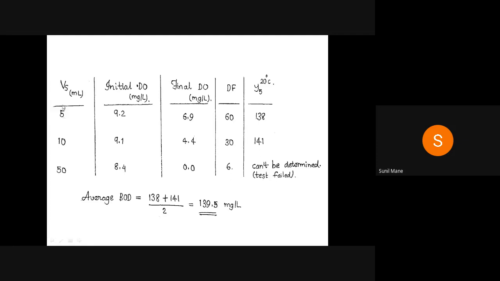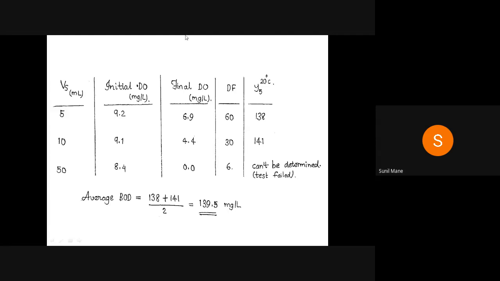Okay, so as per the volume added, the dilution factor has been calculated: 5 ml in 300, 10 ml in 300, and 50 ml in 300. Based on those various dilution factors we are getting the results. The result is calculated as the initial DO minus the final DO multiplied by the dilution factor. Whatever the dilution factor we may vary, the results would always be the same.